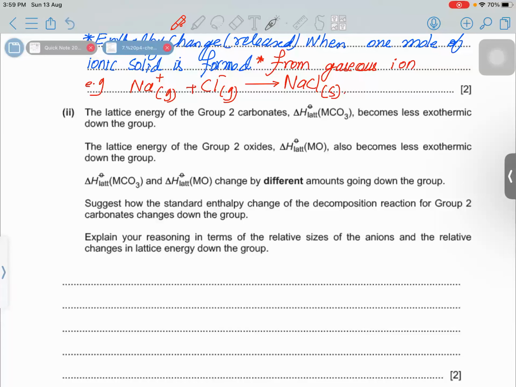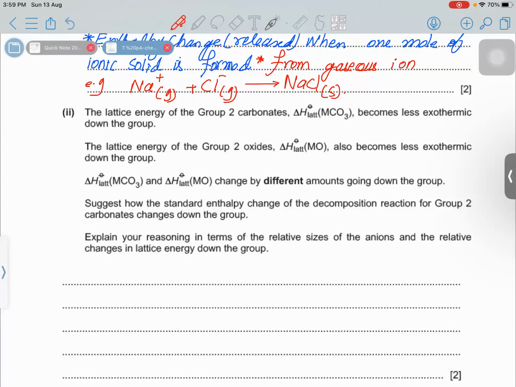Yes, sir, I'm getting. Suggest how the standard enthalpy change of the decomposition reaction for group 2 carbonate changes down the group. Explain your reasoning in terms of relative sizes of the anion and the relative charges changes in lattice energy down the group. Yes, this is from the AS chemistry. So the enthalpy change of decomposition increases down the group. Okay. Now this is for 2 marks, right? Yes, sir, 2.